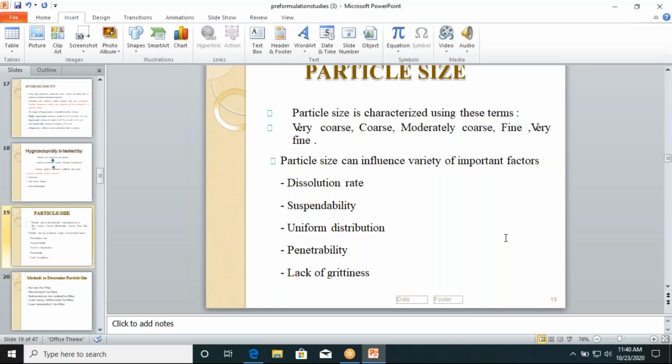Okay, so after you know whether a sample is hygroscopic or not, you will use these three methods and check whether the particular compound is hygroscopic, slightly hygroscopic, or deliquescent. That will be determined, and then comes your particle size. Particle size is very important when you are going for any formulation of the drug. So why is particle size very important?